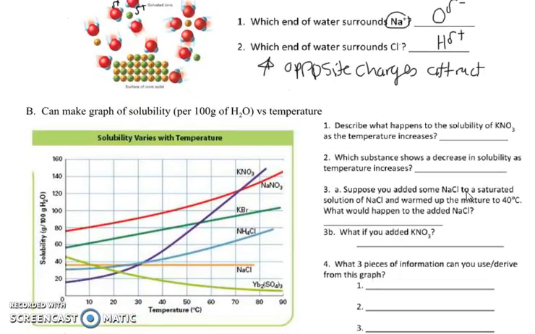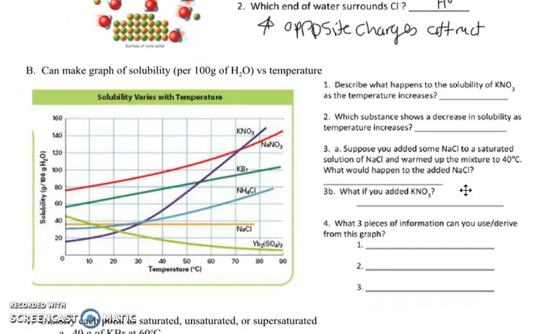So we're going to start here in the middle of page 3, looking at a solubility graph of grams per 100 grams of water versus temperature. When we're looking at our axes, we have temperature on the x-axis, and solubility, grams per 100 grams of water. In general, all of our lines are going up. So as temperature increases, the solubility is increasing for the majority of our compounds. There are a couple of exceptions.